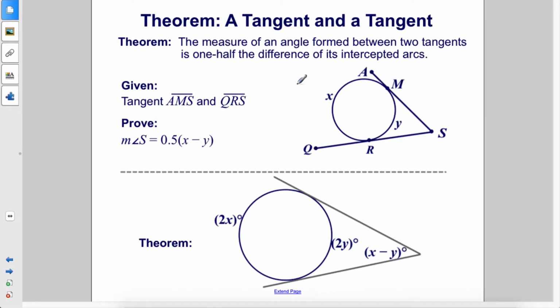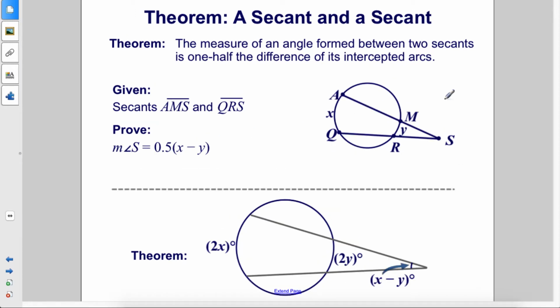Theorem, a tangent and a tangent. Alright, the measure of an angle formed between two tangents is 1/2 the difference of its intercepted arcs. So we have this angle here. Given that these are two tangent lines, prove that the measure of angle S equals 1/2 the difference of x and y.